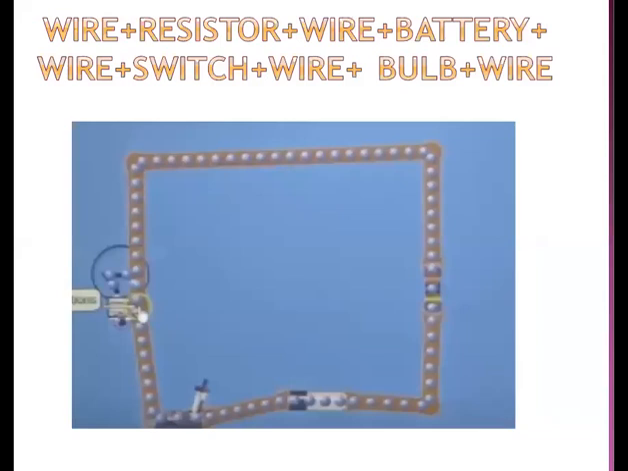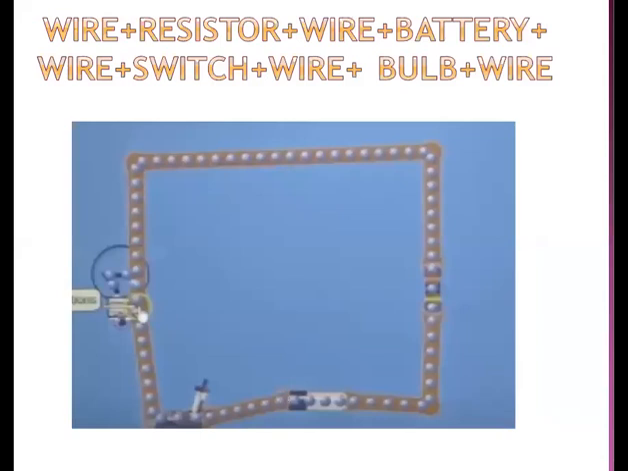So the circuit is similar to the water supply system. And you can see here, I have connected wire, a resistor, a cell or a battery, a switch, and a bulb. A cell is nothing but a single battery. A battery is nothing but a combination of cells. So many cells in combination is called a battery.